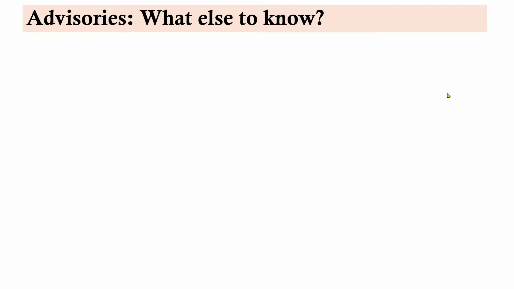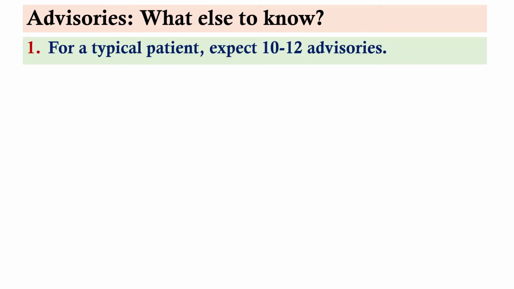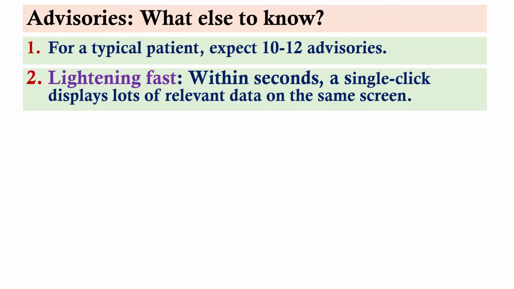What else should I know about the advisories? For a typical patient, expect to see about 10 to 12 advisories. A healthy, young patient may have no advisories. An elderly patient with many chronic illnesses may have many. The Brillians advisories are lightning fast. Within seconds, a single click displays lots of relevant data on the same screen.